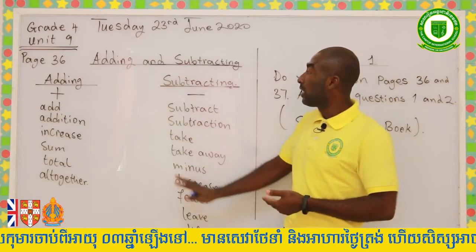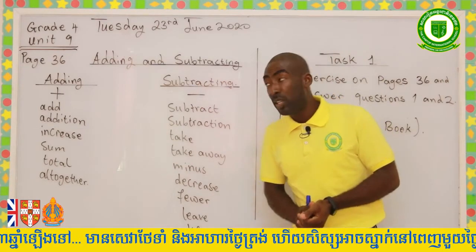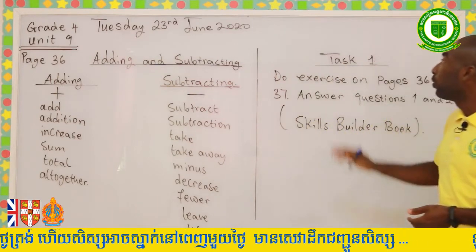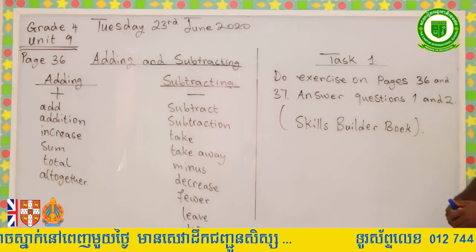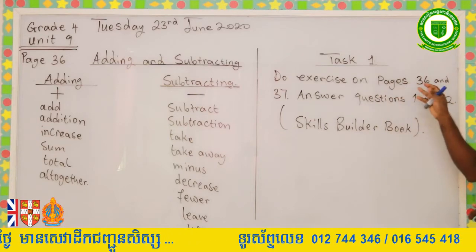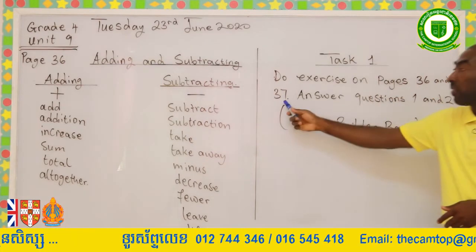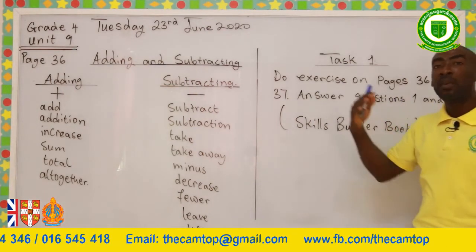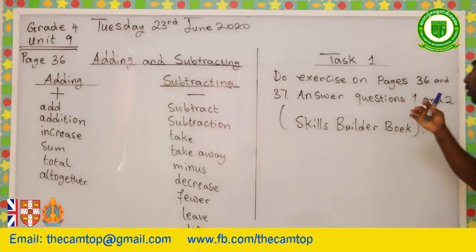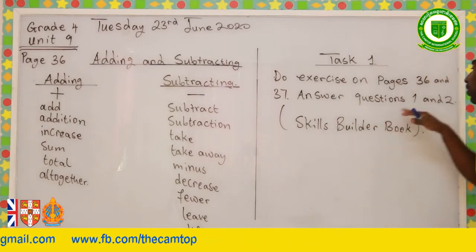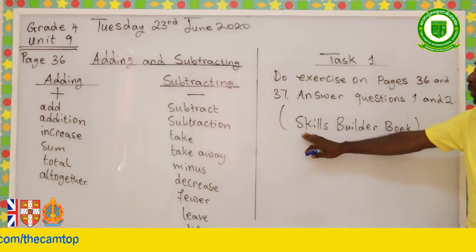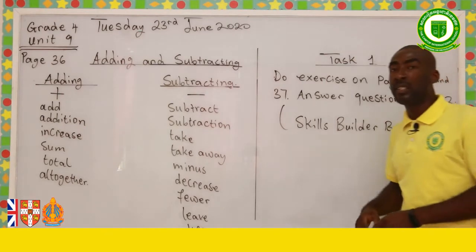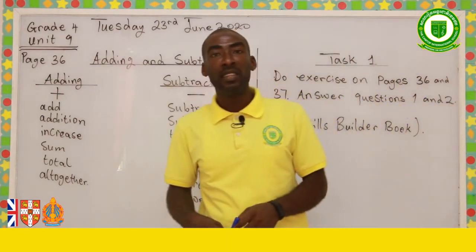Okay students, these are the words that I'll introduce you to today relating to adding and subtracting. We'll move to our first task. In our first task, we will do the exercise on pages 36 and 37. We are answering questions 1 and 2. Actually, 1 comes with a whole lot of sub questions, and 2 also comes with a whole lot of sub questions. You open the Skills Builder section of your textbook and do the exercise there. I'll see you in our second video.